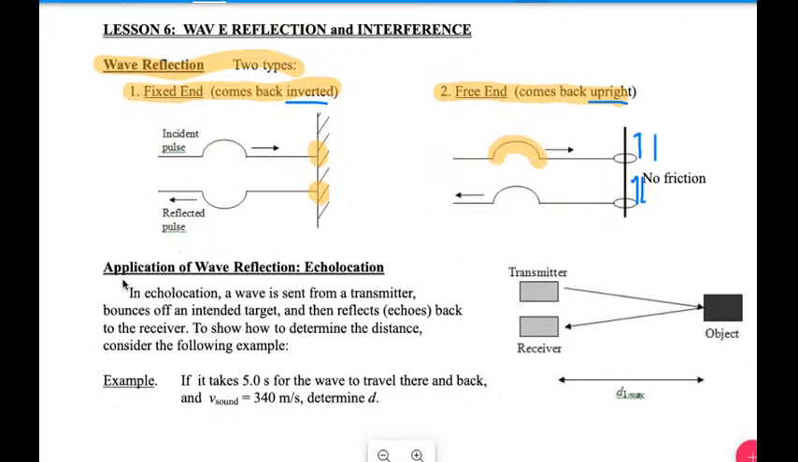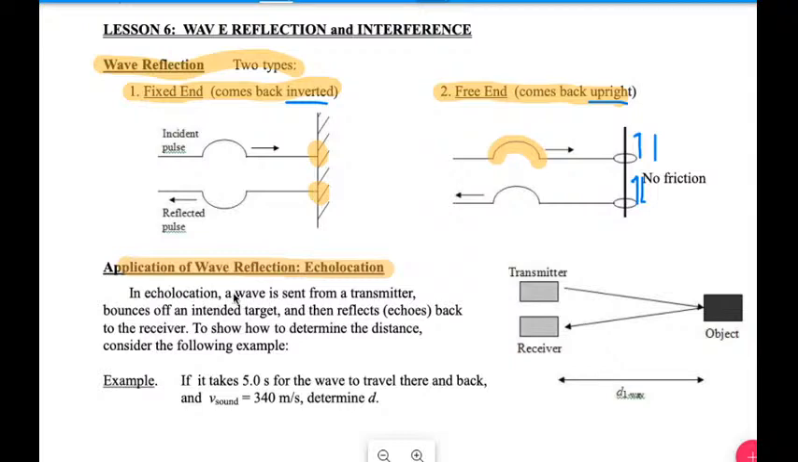So how can we apply this to the real world? One big way is through echolocation. So that's a huge real world application. We use it in technology. Bats use it. Hopefully we know what echolocation is, right? It's bouncing sound off an object, hearing it, and determining how far away that object is as a result.